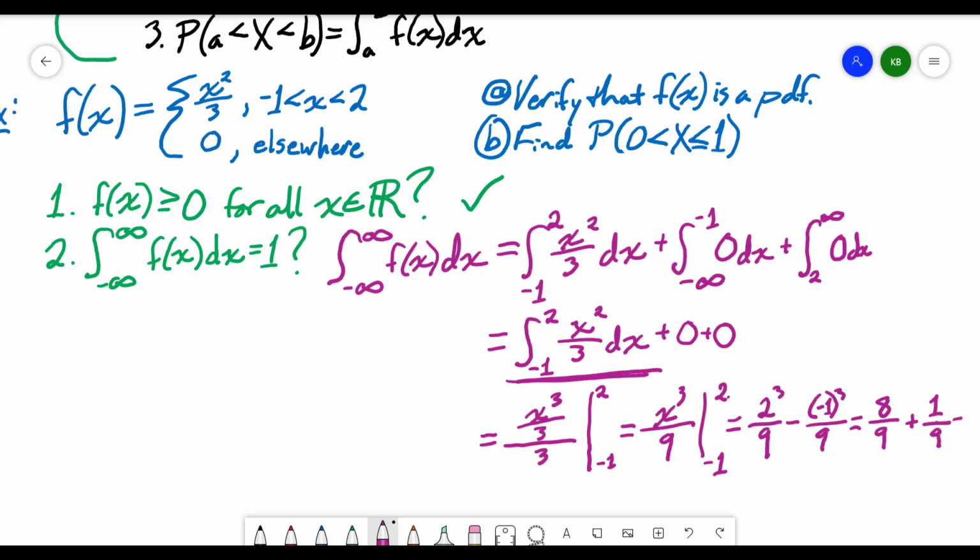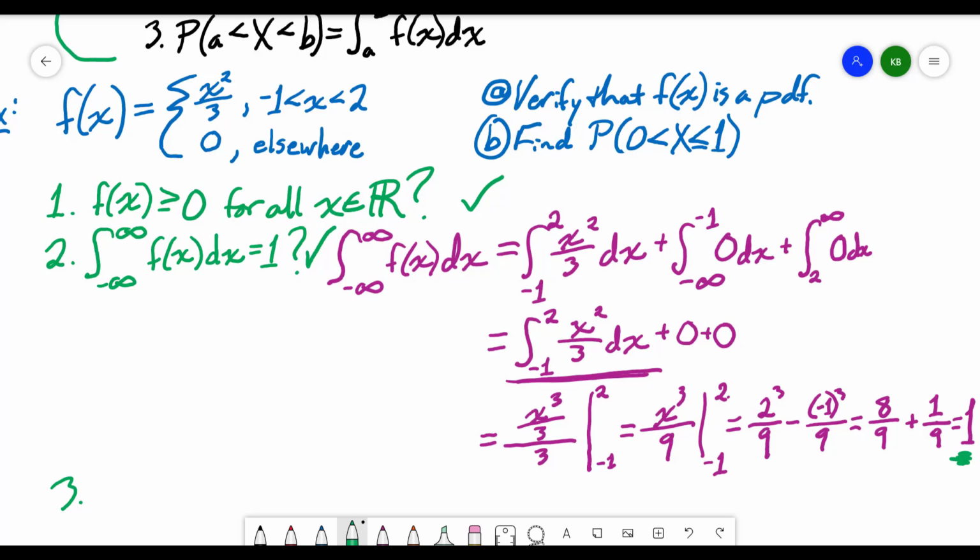And 8/9 plus 1/9 is 1. So I get to check this off. My integral from negative infinity to infinity is in fact 1. Now finally, the last part of this that I have to verify is that the probability that my random variable is between a and b is the definite integral from a to b, f of x dx.